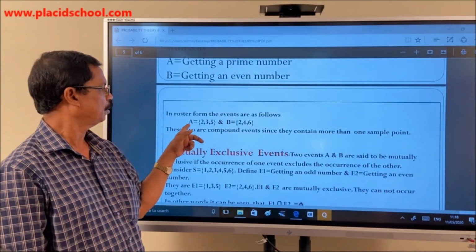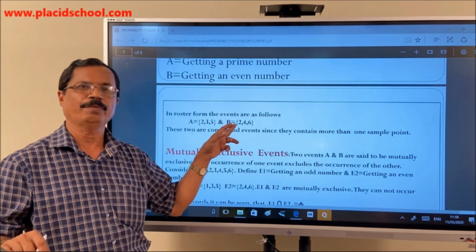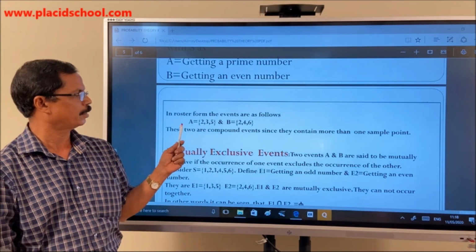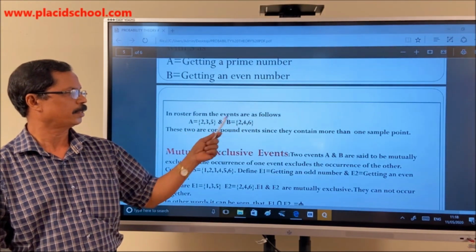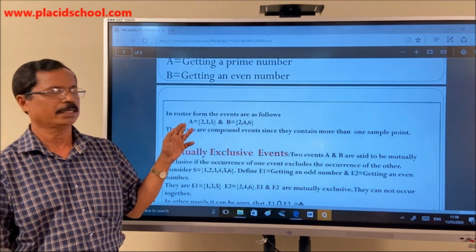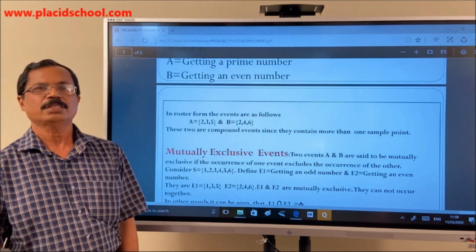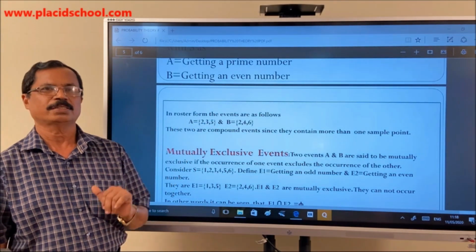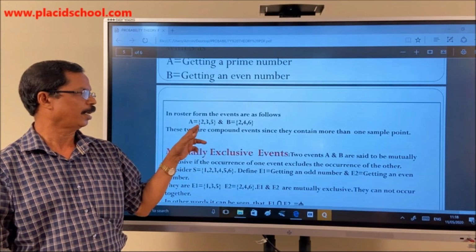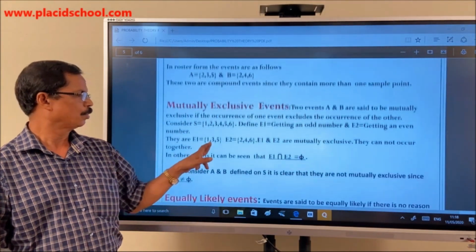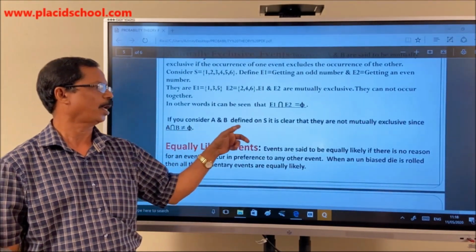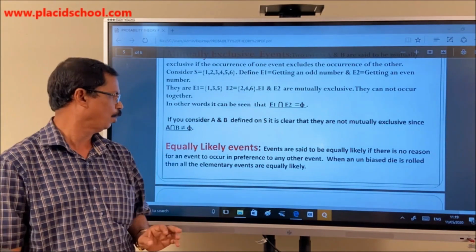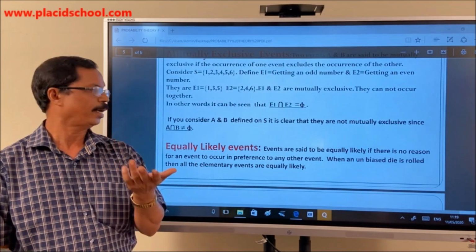And in the first example, we considered A and B. Look at this. These are also two events associated with the experiment of throwing a die. Here capital A is the set {2, 3, 5} and capital B is the set {2, 4, 6}. A is getting a prime number and B is getting an even number. What about the intersection of A and B here? It is not a null set. The intersection contains a common element, it is 2. So A and B are not mutually exclusive since their intersection is not equal to the null set. Okay, do you get the idea?